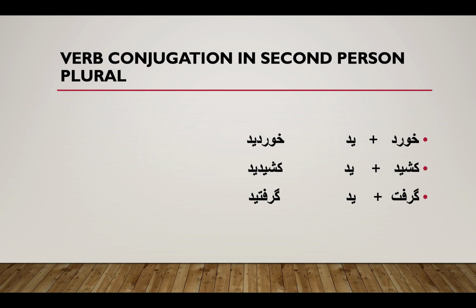And verb conjugation in second person plural. So still I'm on the same direction. I have the past stem plus the appropriate ending for second person plural. Second person plural ending is id, id, id. So I will add them to the end of my past stems and I will get the conjugated verb in the form of second person plural. How do I know it's second person plural? Because these endings are showing that these are the second person plural.